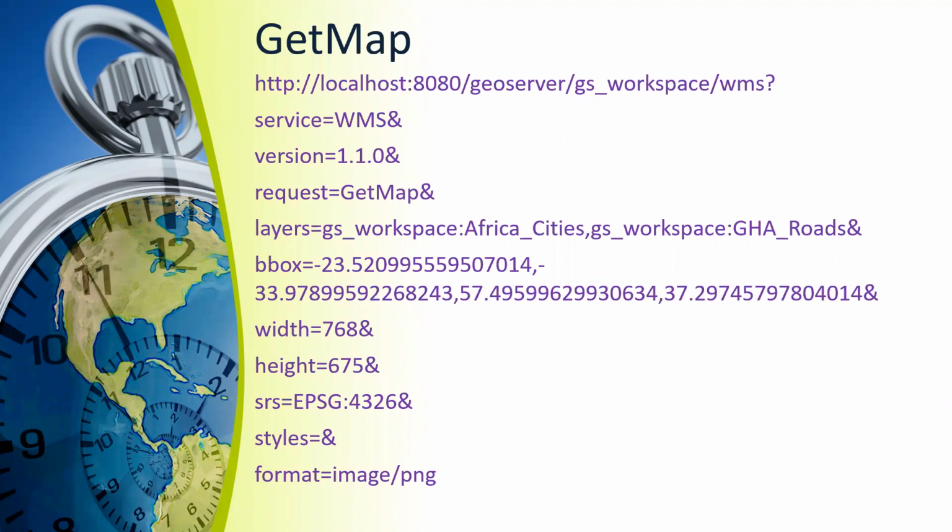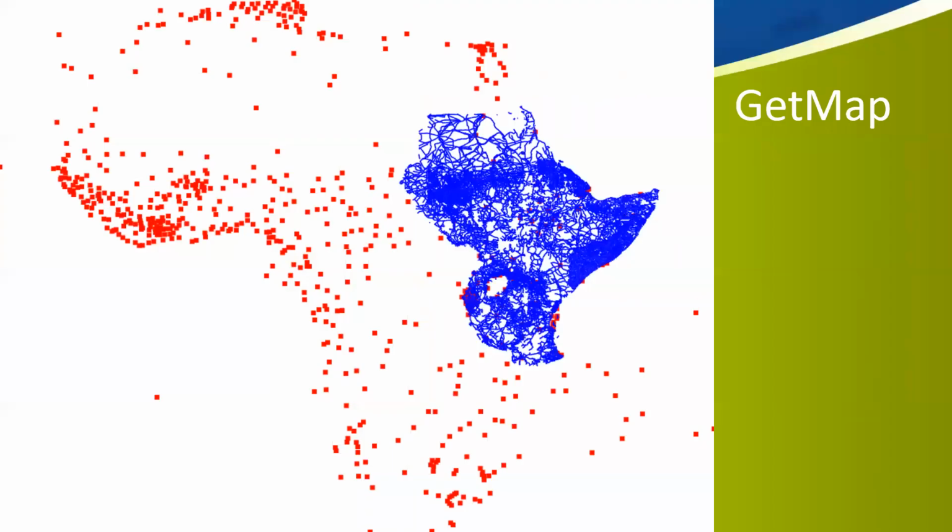So that is on the GetMap. This is an example of the URL that we were seeing in the previous slide. This is the output when we did a request on my GeoServer, on my browser. You notice that it is displaying more than one layer, isn't it? We have the points layer, and then this other one is a line layer.